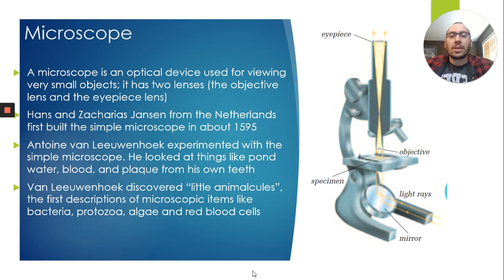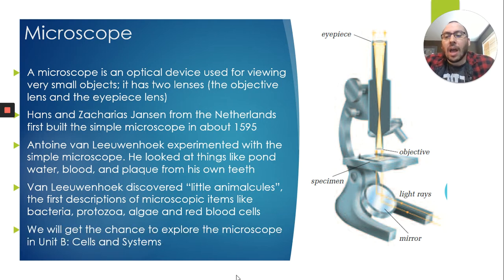He came up with the tiny little objects and identified them, and he called them animalcules. I love that name, because they look like animals, but they were tiny like molecules. So we combined the two, and they were called animalcules. But really, they were bacteria, protozoa, algae, red blood cells, those types of things. We explored them more in Unit B.